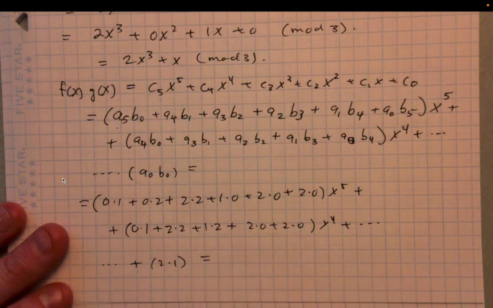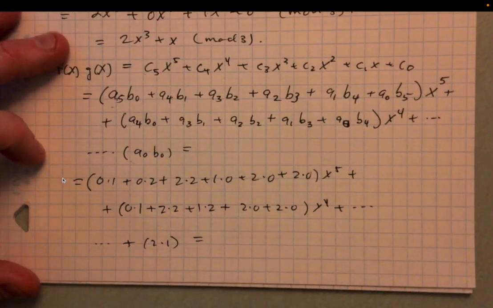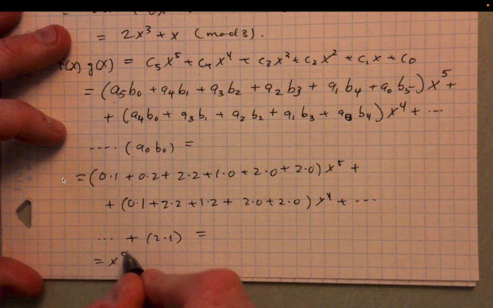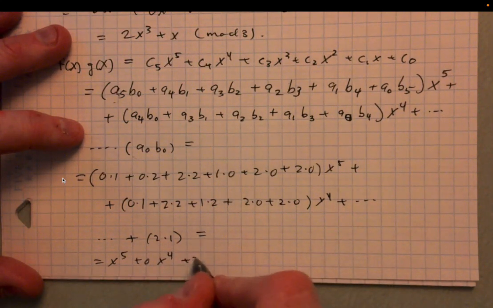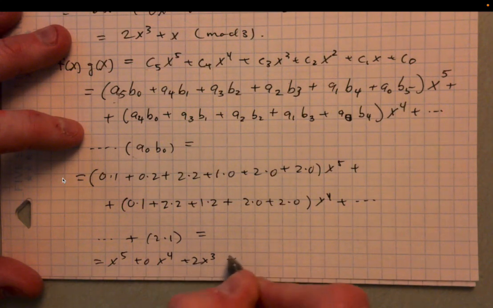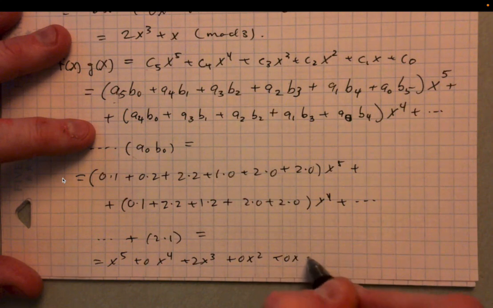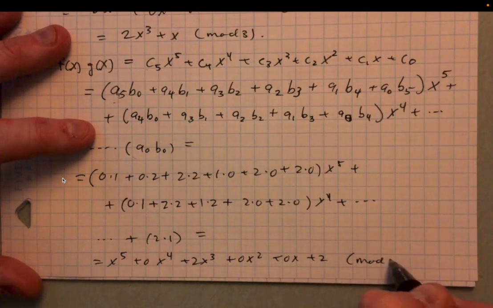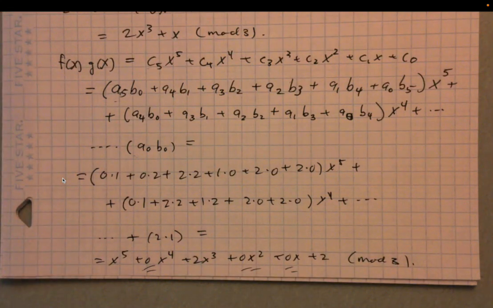Now when you get all of this done, obviously this would be a very tedious process, you would get x to the fifth plus 0x to the fourth plus 2x cubed plus 0x squared plus 0x plus 2, and this would all be done in mod 3, right? So that's where you get a lot of these zeros. Okay, so there you go. So that's how the two operations would work in the ring of polynomials.